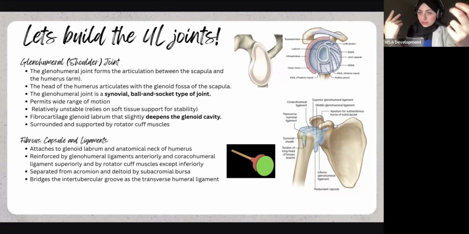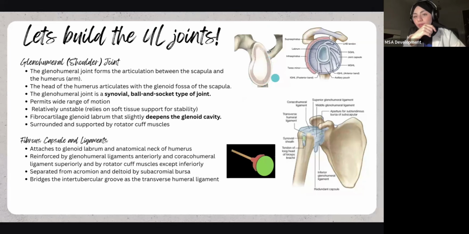Now, the body has an adaptation to this, and this is why we have kind of a fibrocartilaginous ring known as the glenoid labrum, which acts literally as if a plunger were to just plunge and suck the ball of the humerus into the socket. So this is the mechanism by which we form our glenohumeral joint.